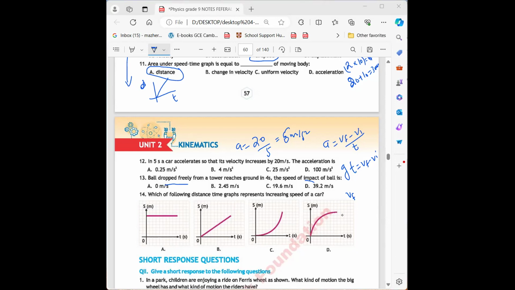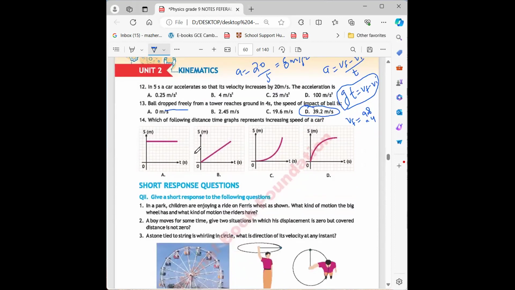$39.2. Why? We'll put the values in the question. G is 9.8 into time, which is 4, and initial velocity 0. So 4 into 9.8 is 39.2. Okay. Using this form. Initial velocity is 0.